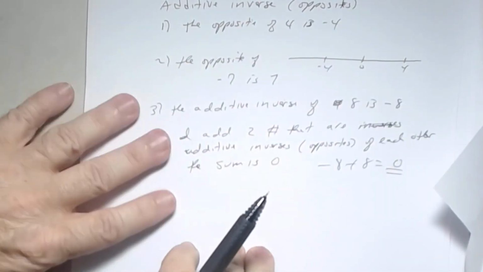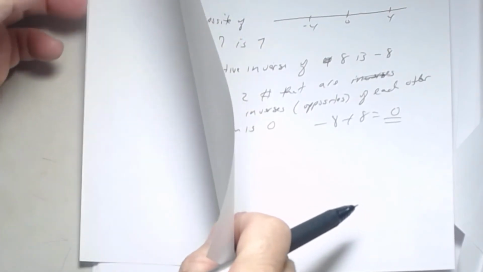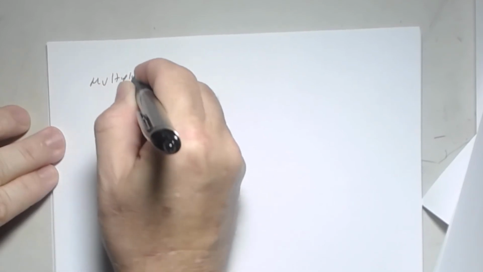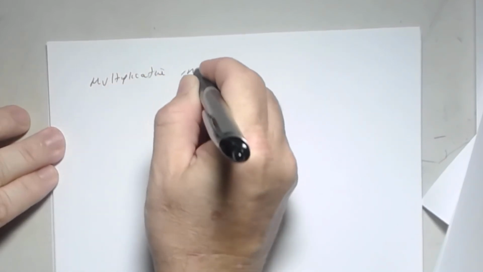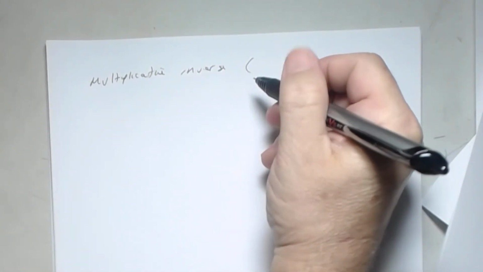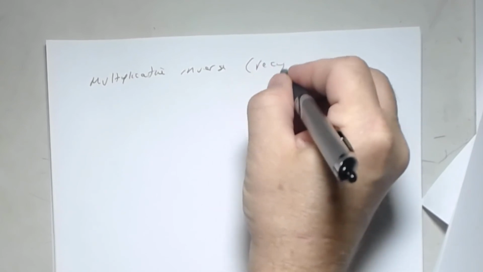Now let's talk about multiplicative inverse. Very simple, not that difficult. Multiplicative inverse. All right, and then we'll stop at that point. So multiplicative inverse. Another word for multiplicative inverse is reciprocal. Reciprocal.